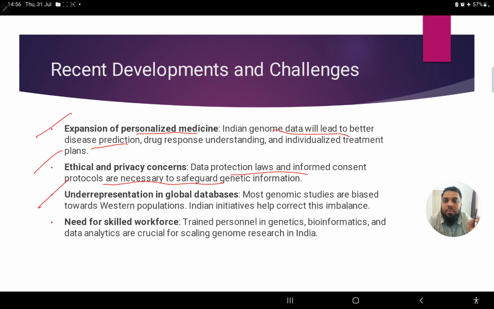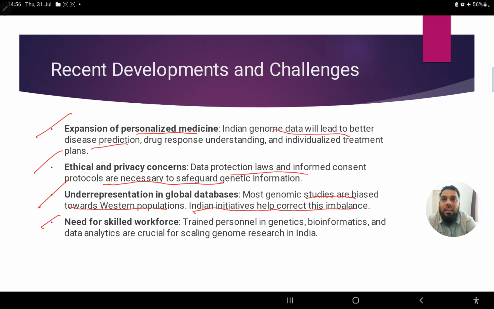Then again, underrepresentation in global databases. Most genomic studies are biased towards Western populations, like people from Europe, people from the US. Therefore, there is a need to balance it. So there are a lot of imbalances. So whatever Indian initiatives are there, they help to correct this particular imbalance.